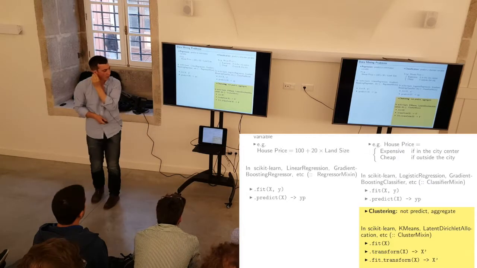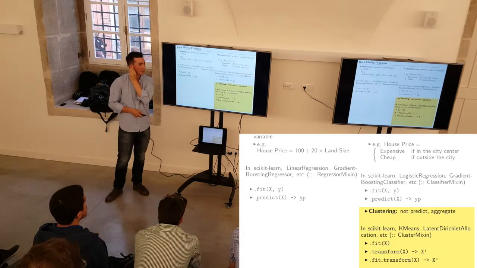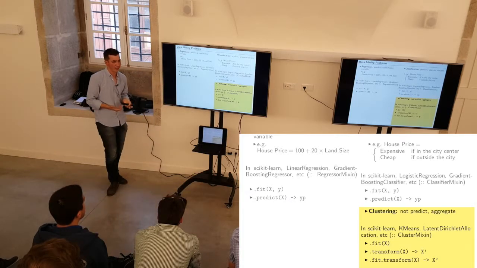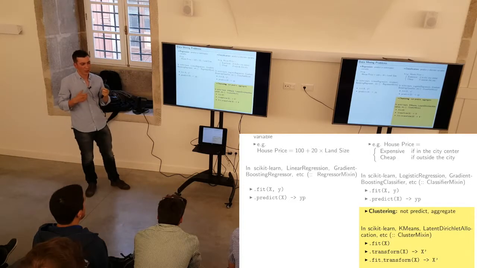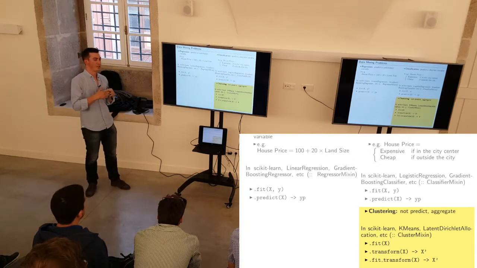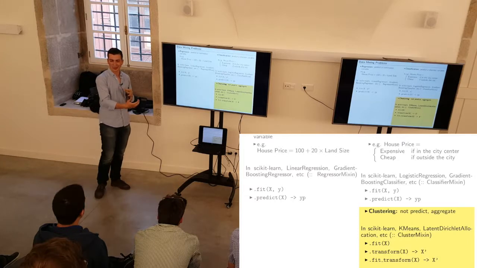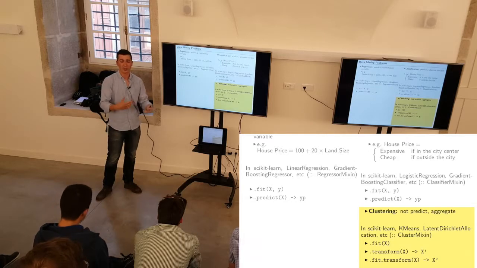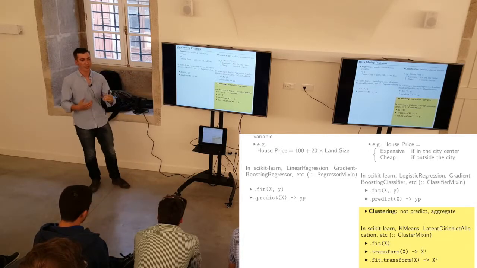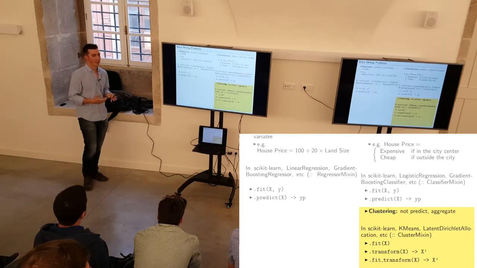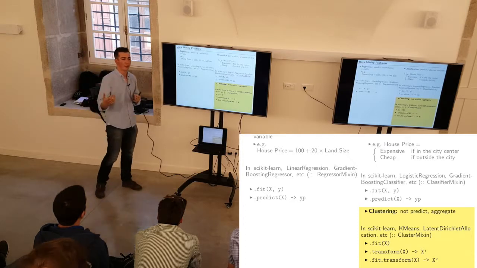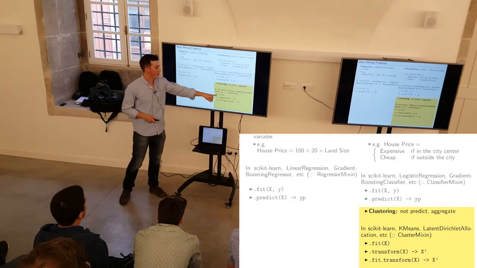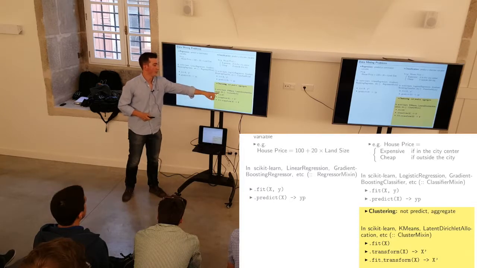Another type of problem is clustering, where you don't want to predict, but you want to aggregate. So you don't have a variable that you want to explain. You actually don't know what you are trying to get at. For instance, you have a store and you want to find customers that are similar to each other. You want to find some kind of similarity or pattern in your data, but you don't have a variable that you want to explain. In this case, you have the cluster mixin and several models that come from it.